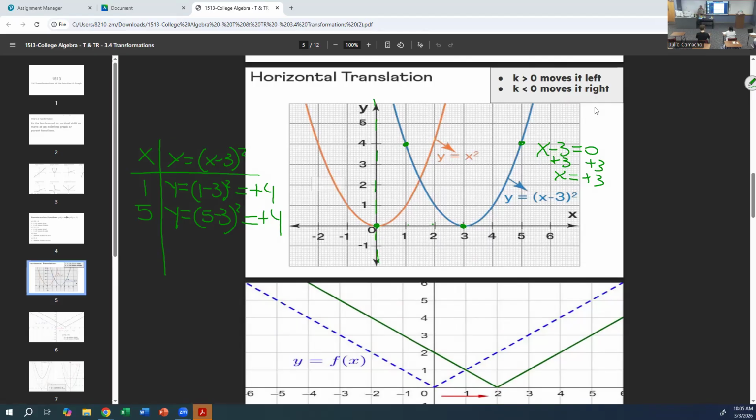Take your notes, Terry. But guys, in the assignment, you have to do that. Make your table of values. You have to find your vertex. So try to explain in detail what to do.